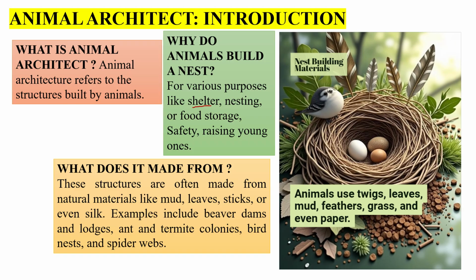Now, what is it made from? What is a common material which is used? Like we use bricks, cement, etc. for constructing our house. They use the material which is available in nature, like mud, leaves, sticks, or even silk. Or they use twigs, leaves, mud, feathers, grass, and even paper. So these all are commonly occurring materials which are easily available in nature. In order to build the nest, the bird commonly uses these things to construct its nest. Okay.